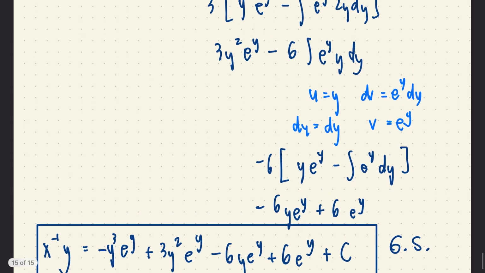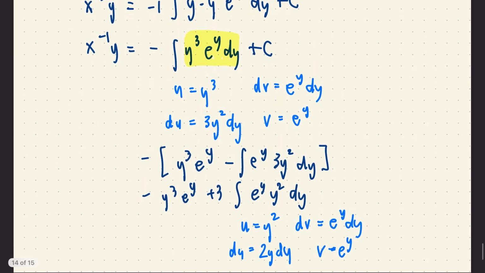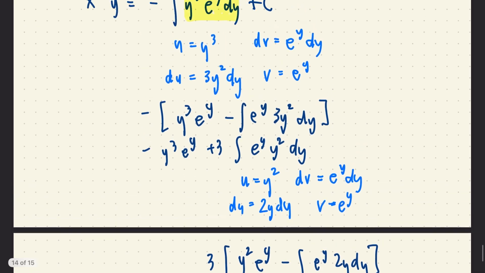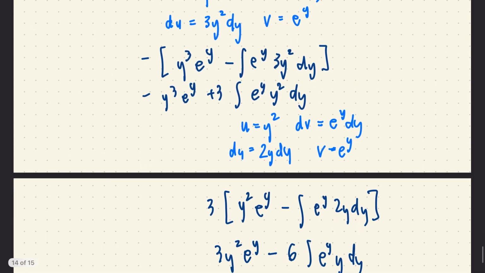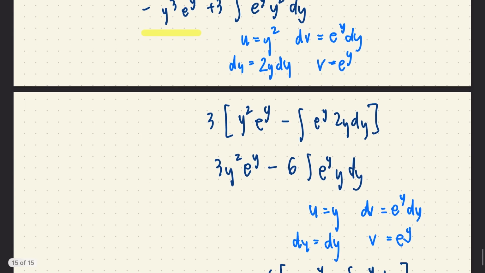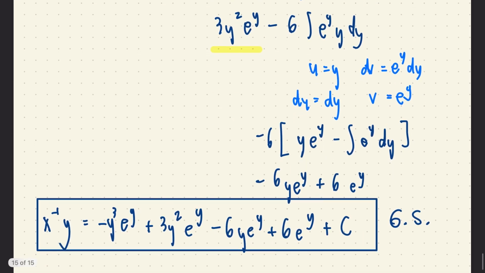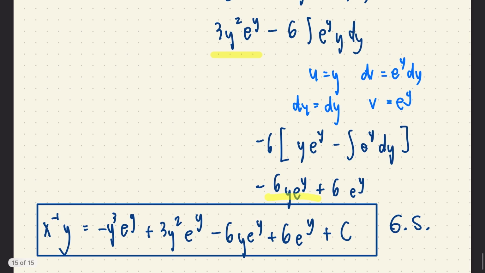So just combine all the terms: x raised to negative 1 times y on the left-hand side. And then on the right-hand side, the first term will be negative y cubed e raised to y, because the next term is integrated by parts. Next, the first term is 3y squared e raised to y. And then you have the two terms here, negative 6y e raised to y plus 6 e raised to y. Then plus c, that's your general solution.